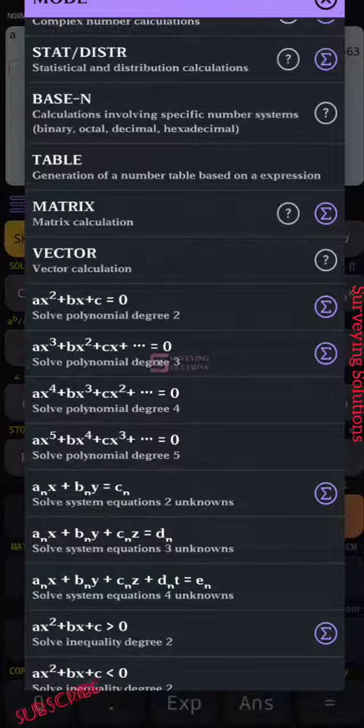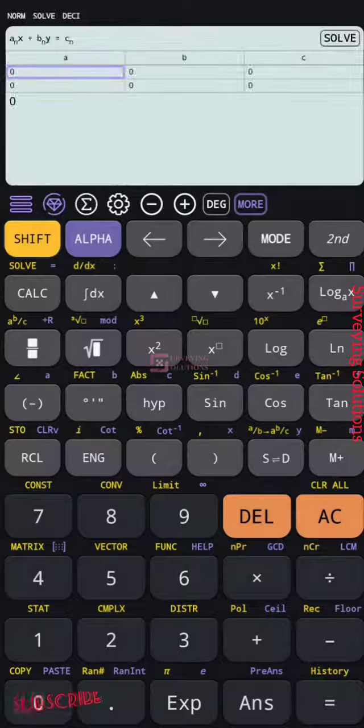So for this first one, the first one is actually your quadratic equation. The second one can be your polynomial equation. The third one here with degree of 4 can also be your polynomial. So depending on what you have with you, you can actually use this to solve that problem. Now let's look at solve system equations with 2 unknowns. You just click on that.